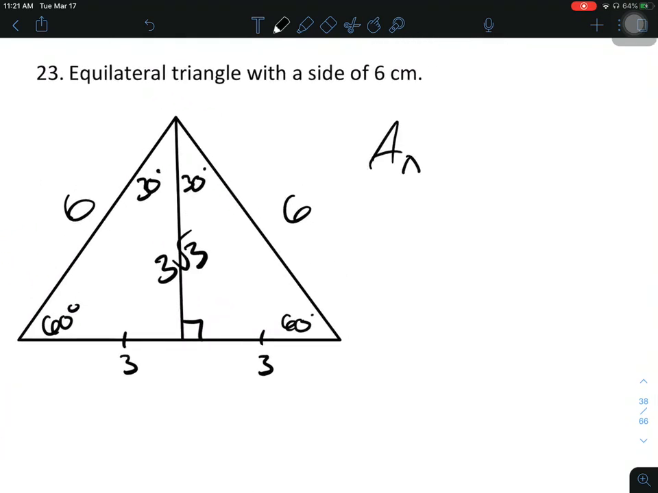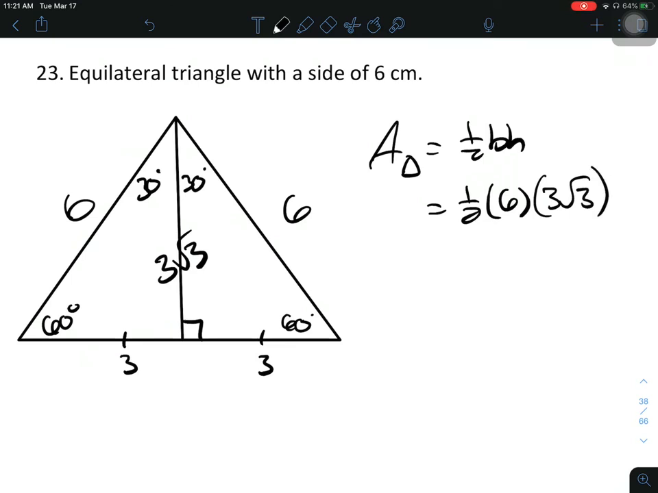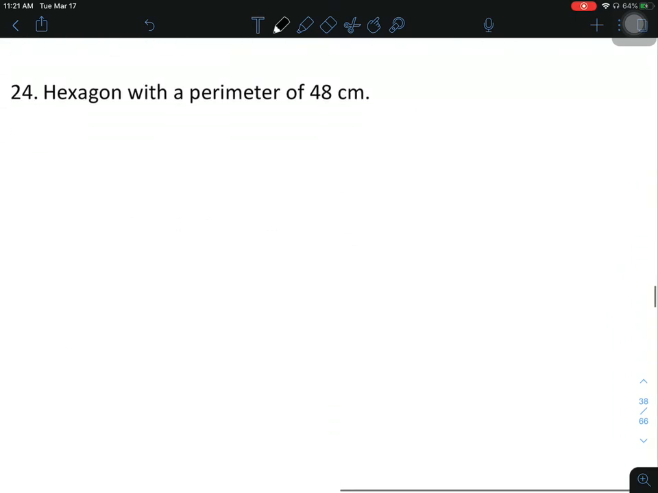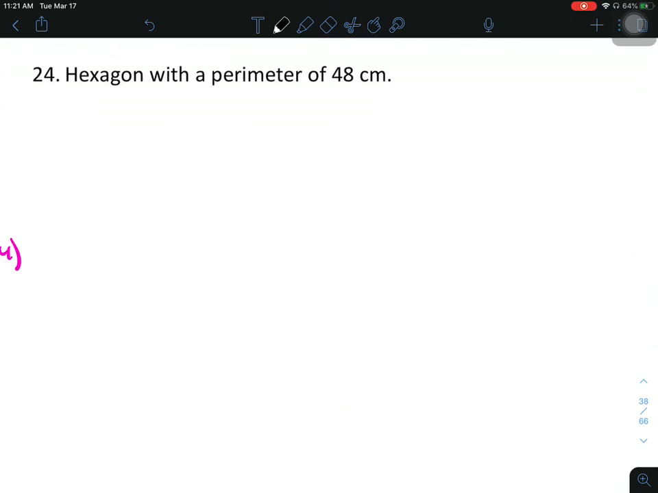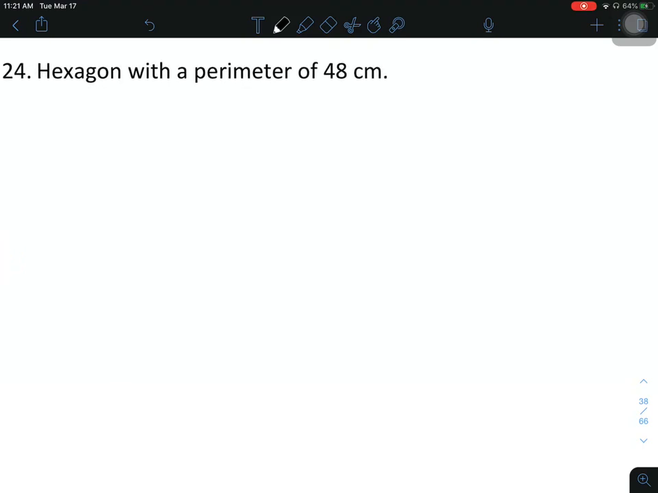So the area of a triangle is 1/2 the base times the height. The base is 6. All the bases are 6 in this. And the height is 3 square roots of 3. That's going to give us 9 square roots of 3 square centimeters. 24. Hexagon with a perimeter of 48.